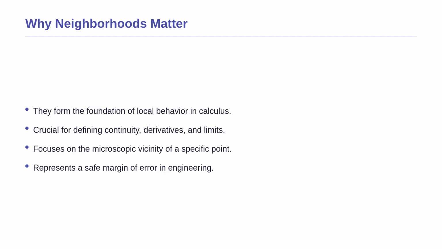This brings us to an important question. Why do we care about neighborhoods in advanced mathematics? In calculus and physics, neighborhoods form the absolute foundation of local behavior. When we study concepts like continuity, derivatives, or limits, we do not care about what a function does a million miles away. We only care about what happens in the immediate, microscopic vicinity of a specific point. In real-world engineering, a neighborhood represents a safe margin of error or a tolerance zone for manufacturing parts.